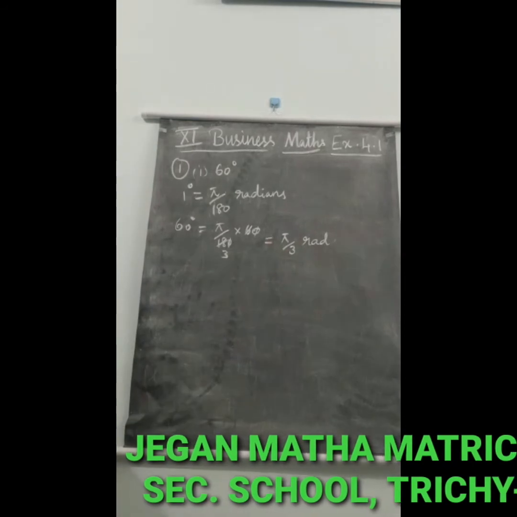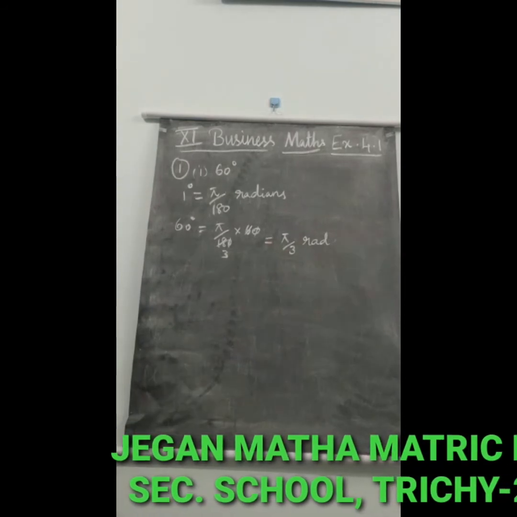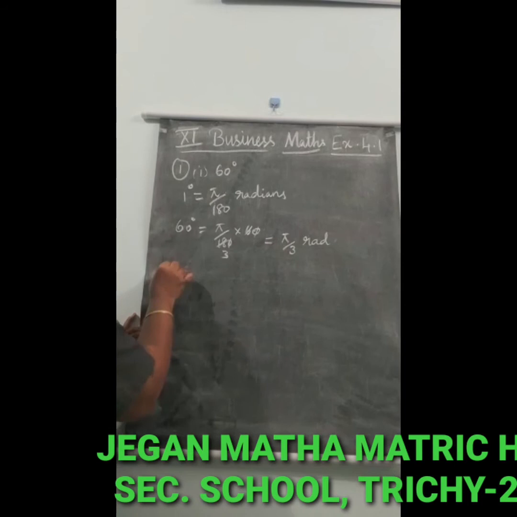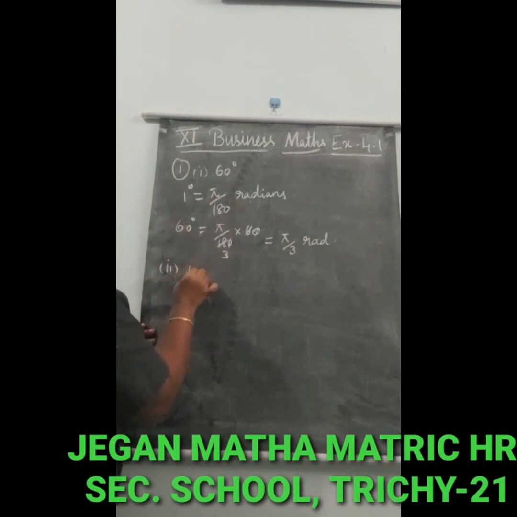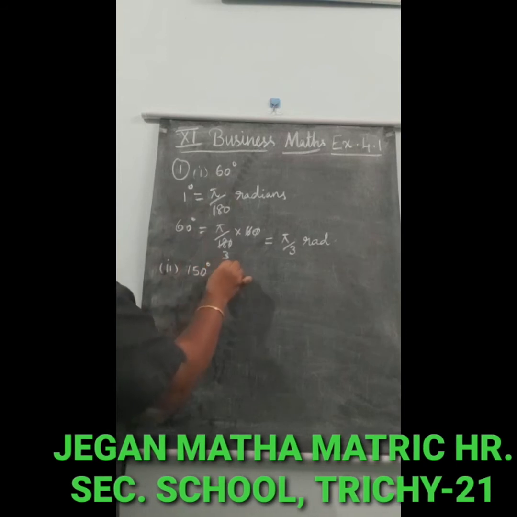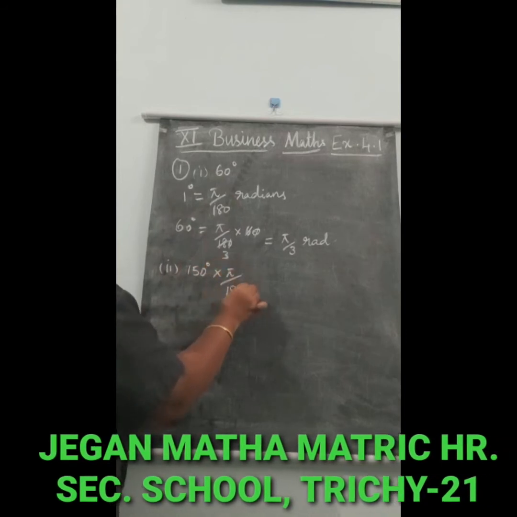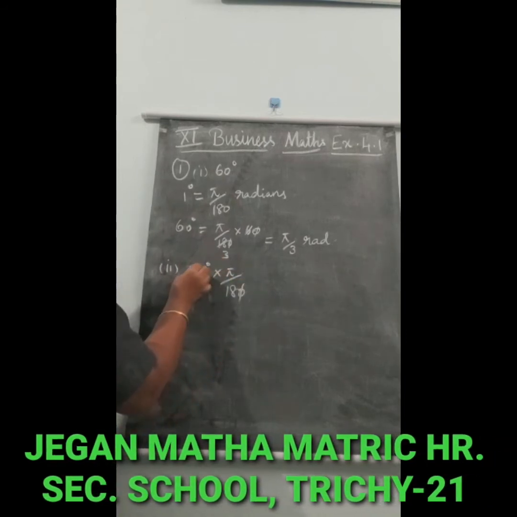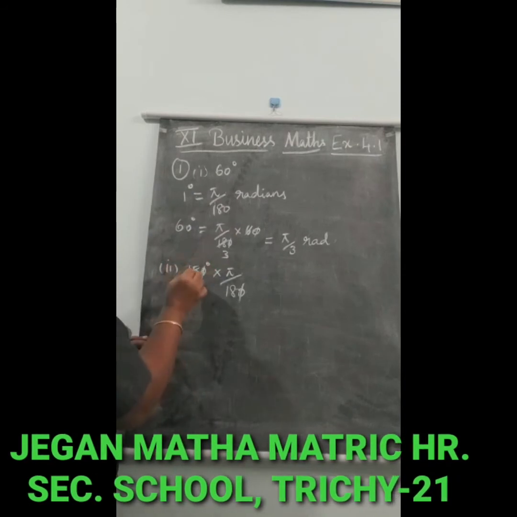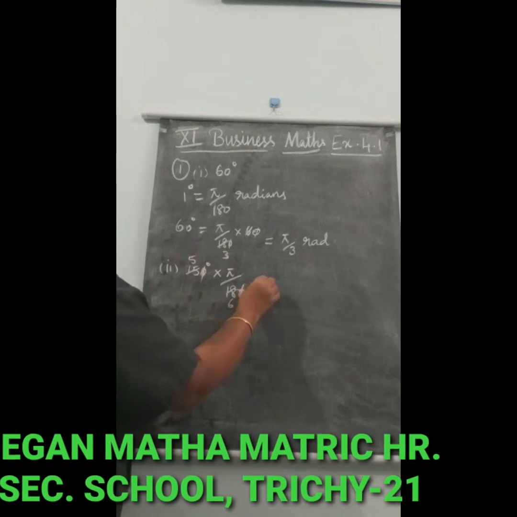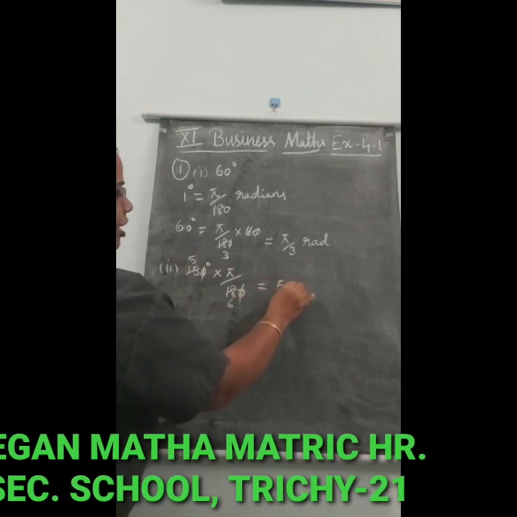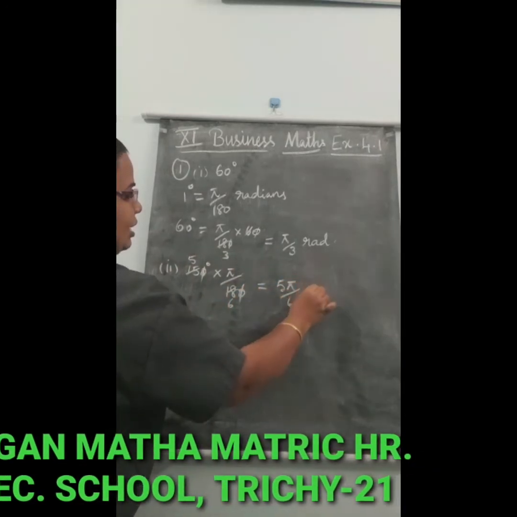The second question is 150 degree. To convert 150 degree into radians, we take 150 degree into pi by 180. The 0 cancels. In the 3 table, 5 3s are 15, and 6 3s are 18. So that is equal to 5 pi by 6 radians.